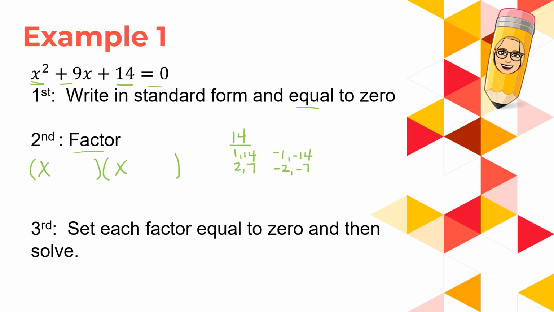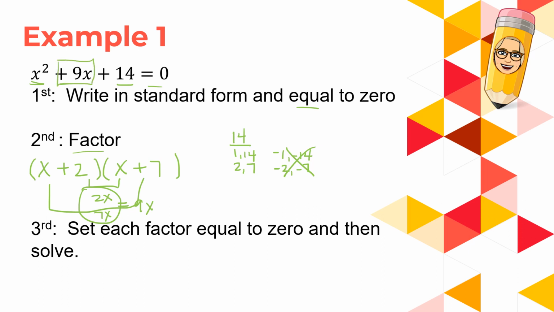Okay, so as we look at these combinations, we want to combine them to get a positive 9. So again, we don't want to deal with the negatives because our middle term is positive. So 1 and 14 would get me 15, but 2 and 7 gets me 9. So here's where I would go plus 2, plus 7. Now if we check the inners, 2 times x gives me 2x, and x times 7 gives me a 7x. Combining these two, we do get the 9x that we're looking for here in the middle. Okay, so that's how we would factor it.